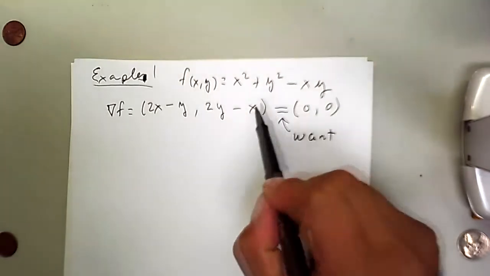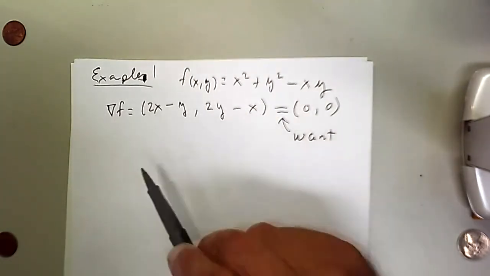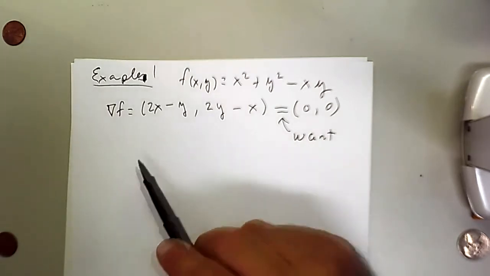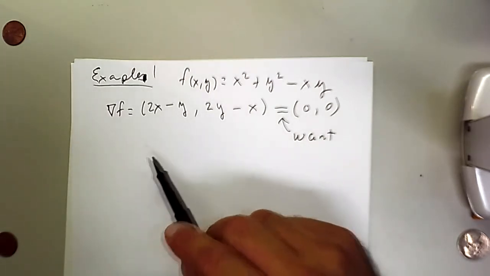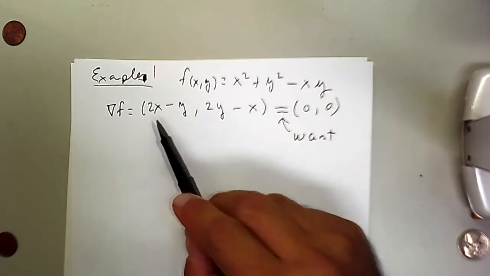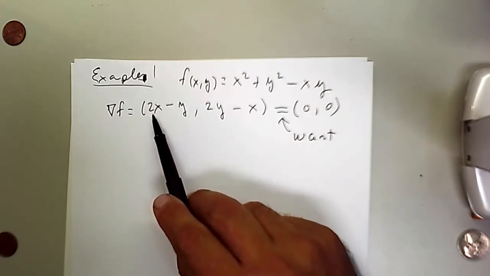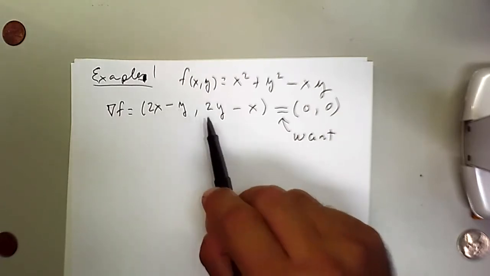So for instance, at the point 1, 1, the gradient will be 1, 1. That is coincidental. Oh, that is interesting. The derivative would be 2, 2.